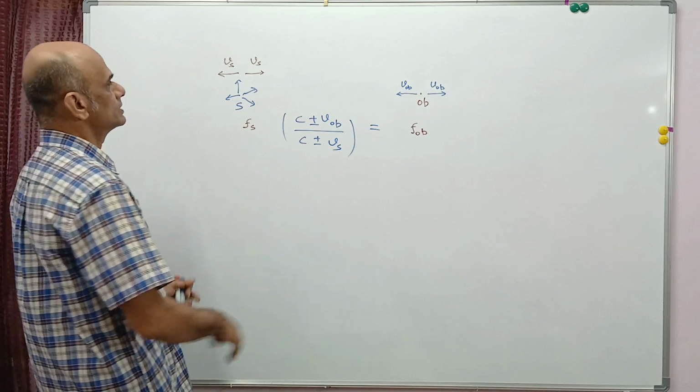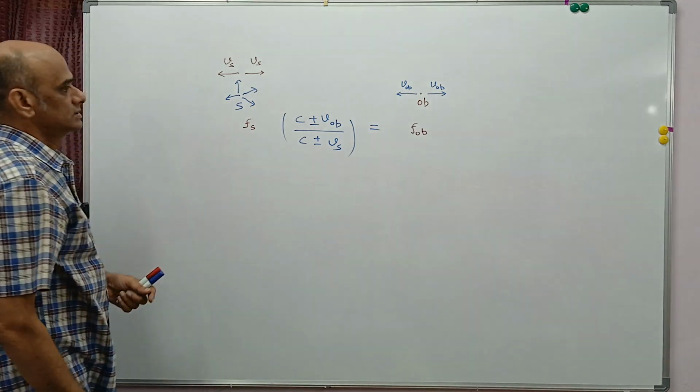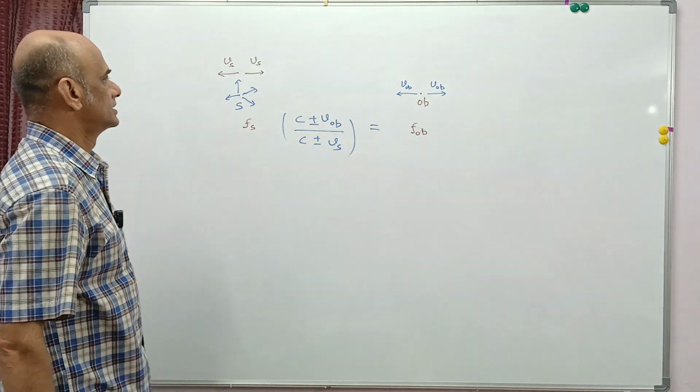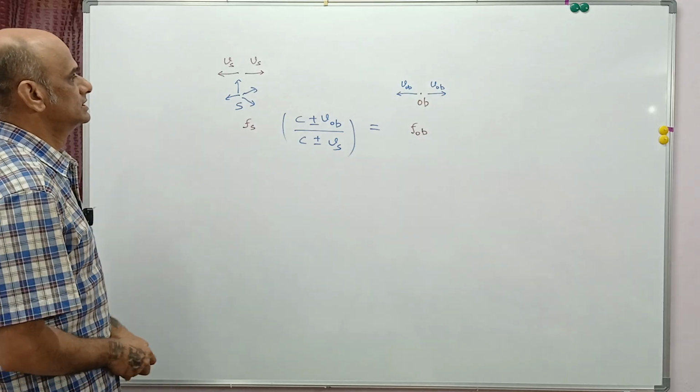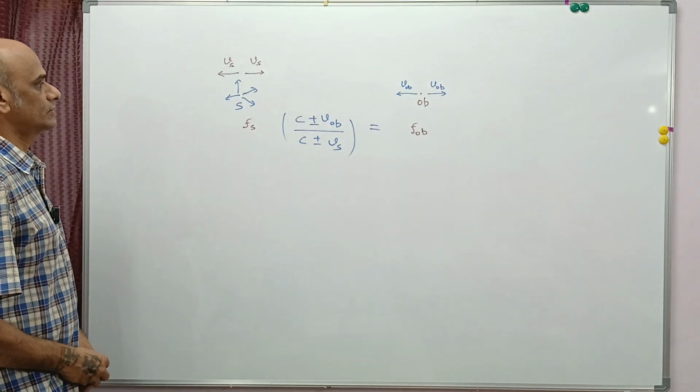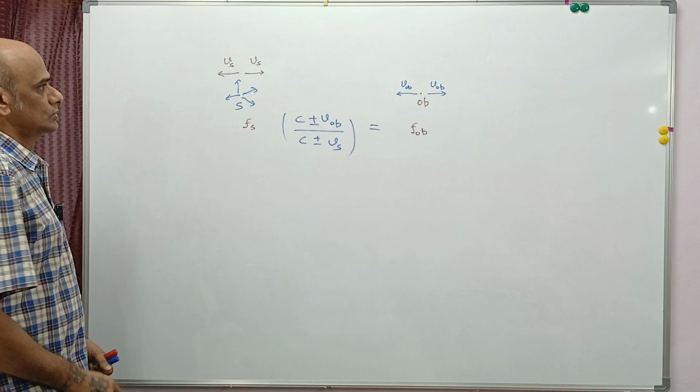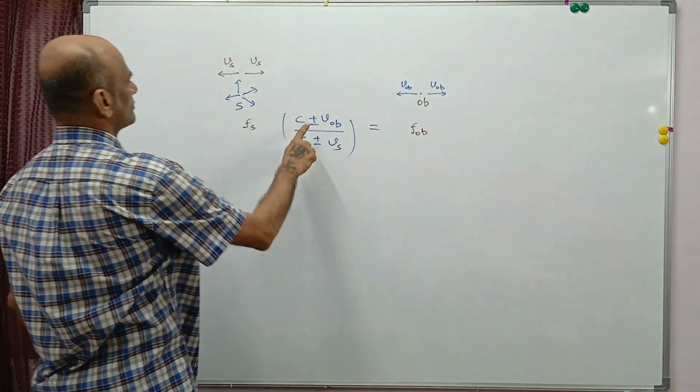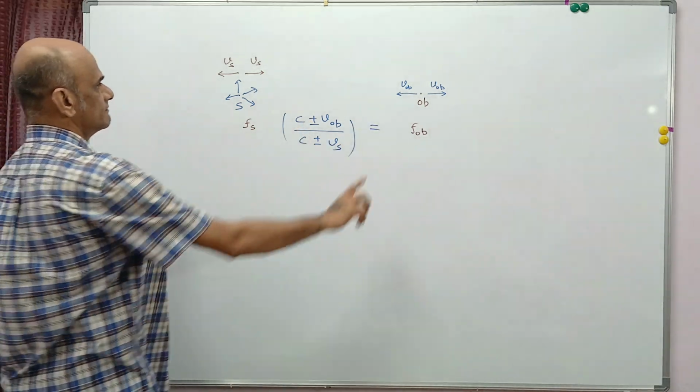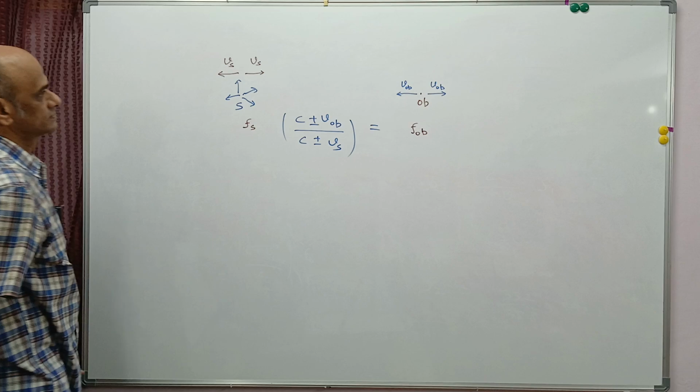If the distance between the source and observer is decreasing, then the observed frequency will increase. If they are moving away, then the observed frequency will be less compared to the source frequency. So if the observer is moving towards the source, you put a plus sign here. If it is moving away, minus sign.